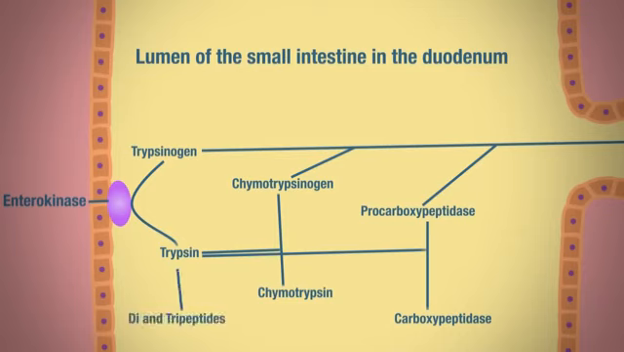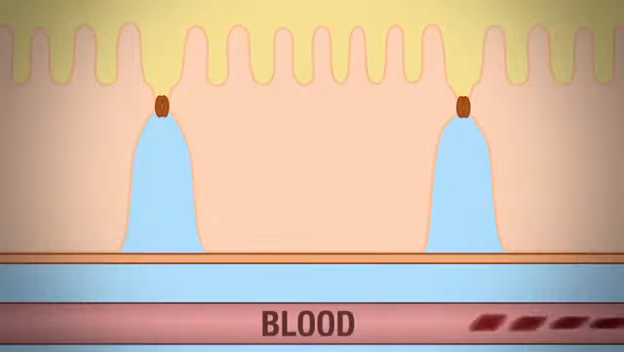Chymotrypsin is also an endopeptidase, so that will give you di and tripeptides. Carboxypeptidase, though, is an exopeptidase, so that will give you individual amino acids. So then, how do we absorb these products into the blood? Focus on absorption of the amino acids.